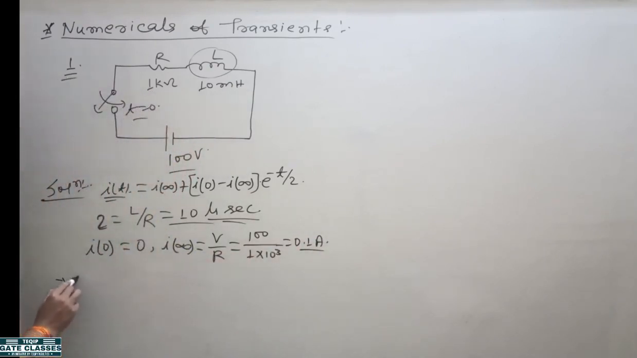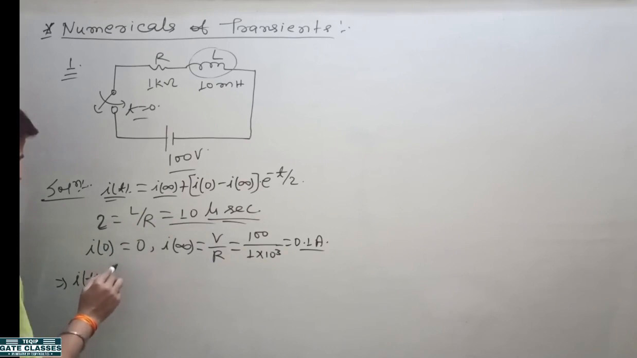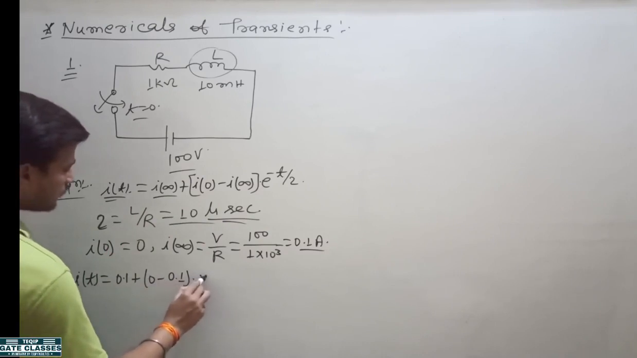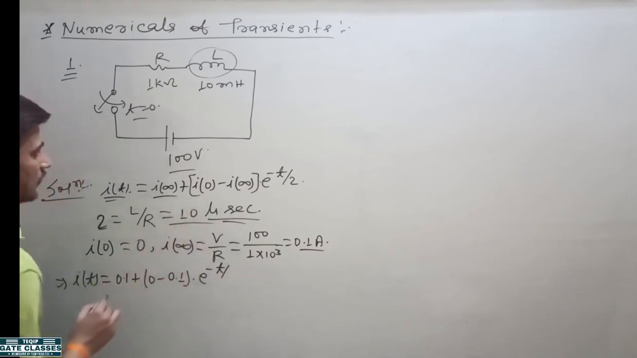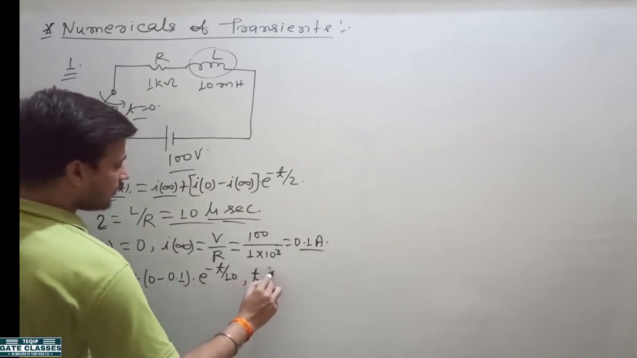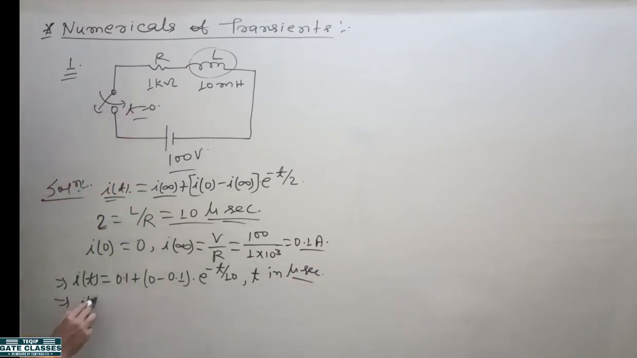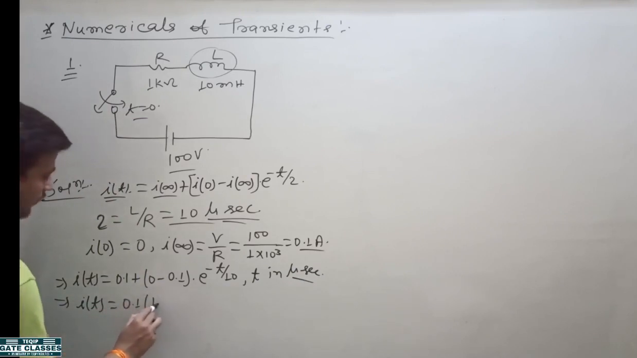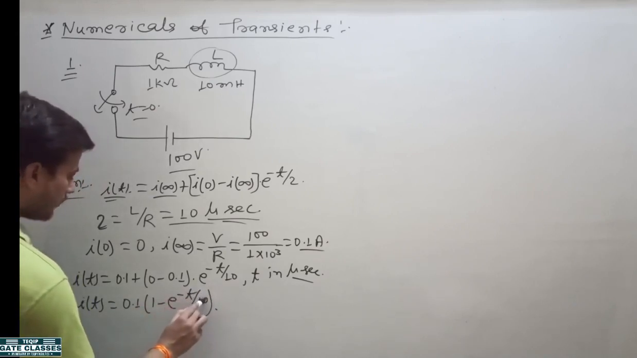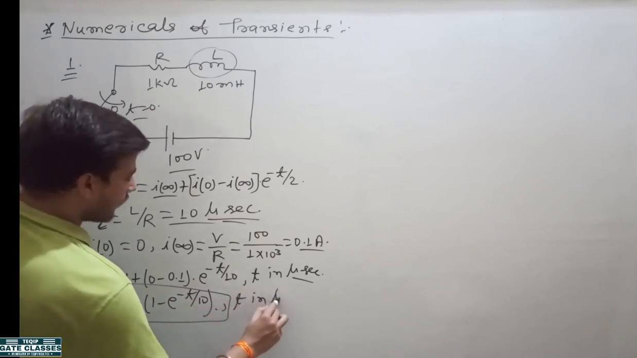If you write the expression for current i(t), it will be equal to I infinity, that means 0.1 plus 0 minus 0.1 into e to the power minus t by tau. What is the value of time constant? 10, but here we have to write t in microsecond. So i(t) will be equal to 0.1 into 1 minus e to the power minus t by 10. This is the expression for current i(t), with t in microsecond.